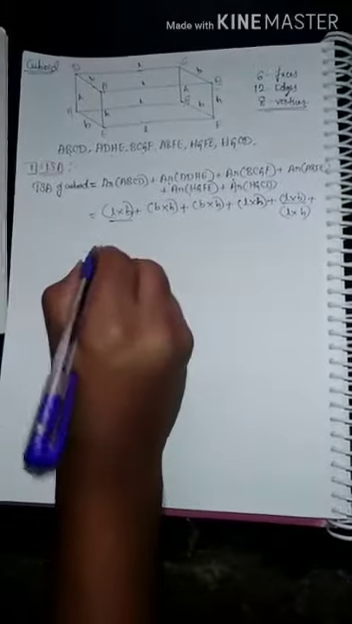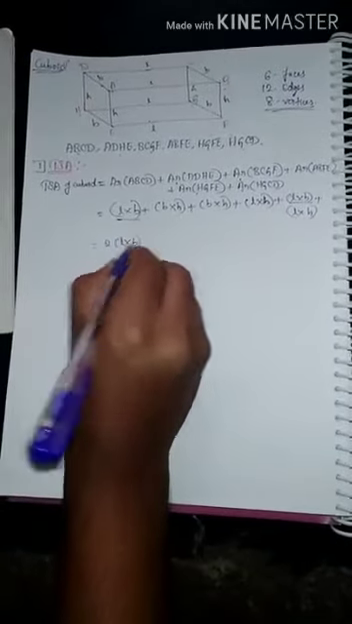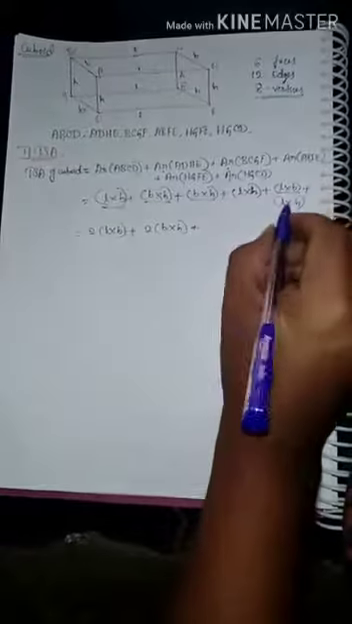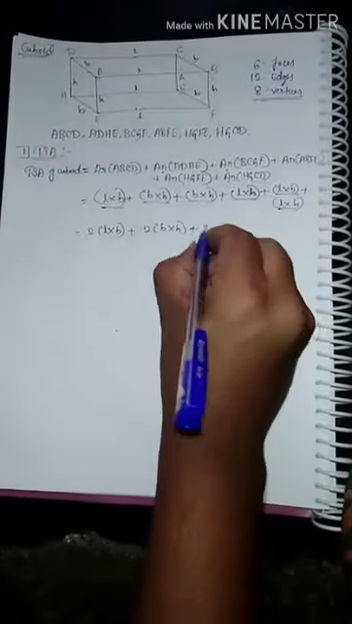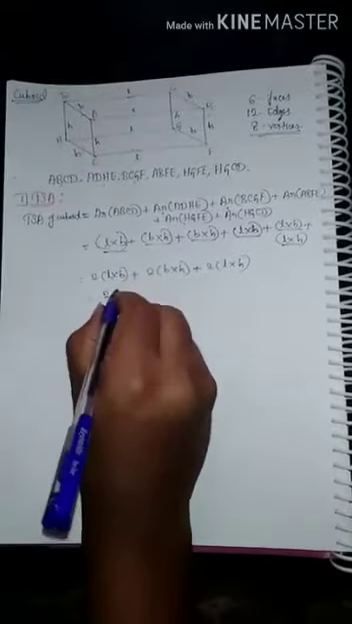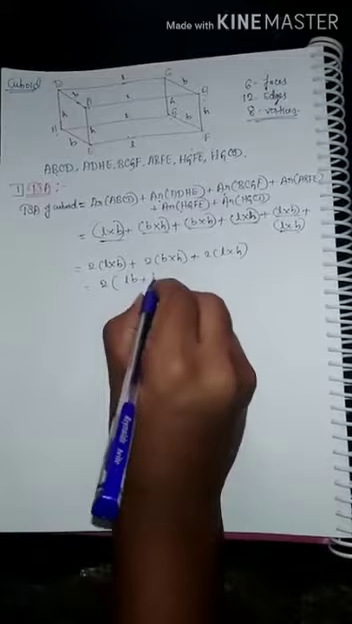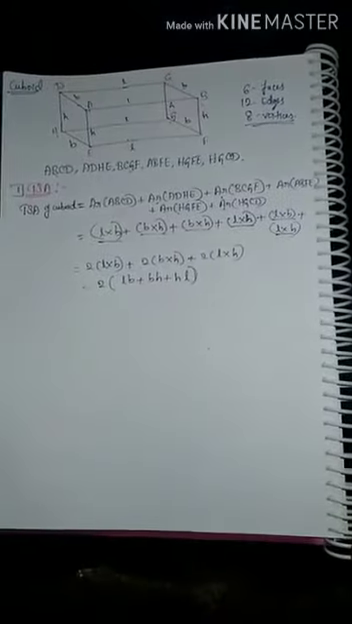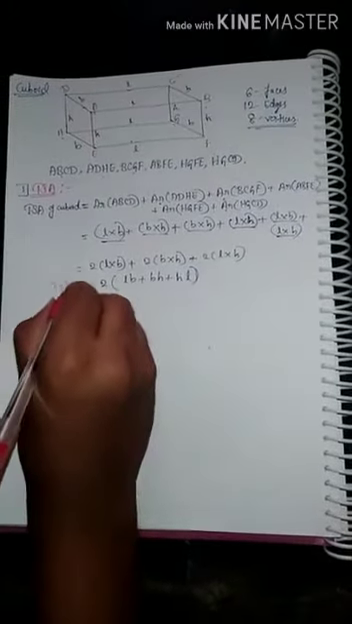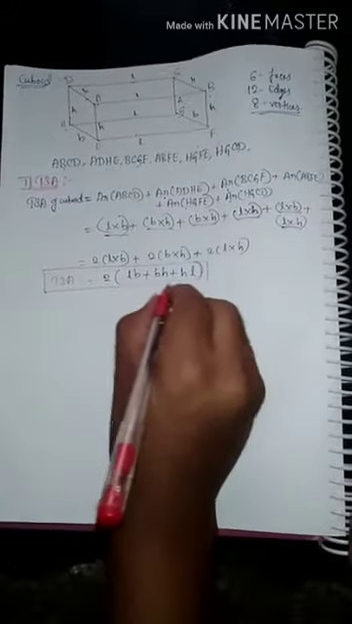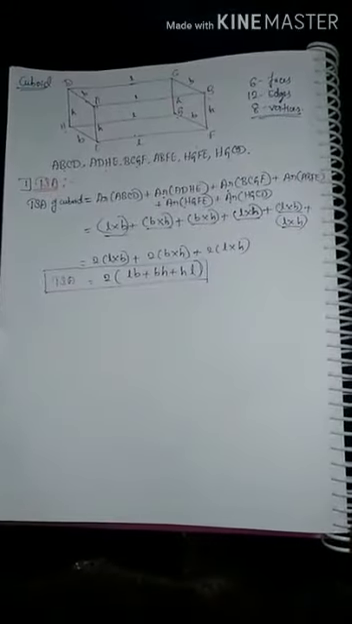So we have 2 times length into breadth, plus 2 times breadth into height, plus 2 times length into height. So 2 is common, take it outside. 2 into LB plus BH plus HL is the formula to find the total surface area of a cuboid. TSA is equal to 2 into LB plus BH plus HL.